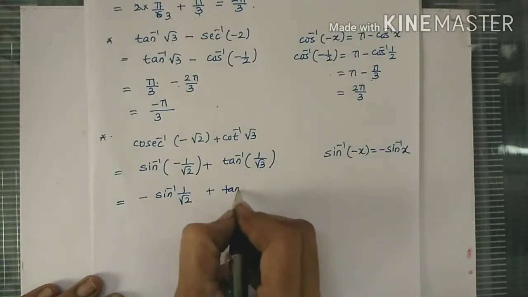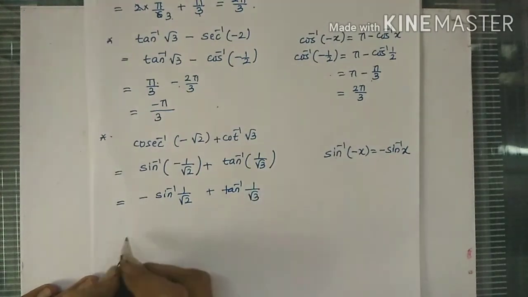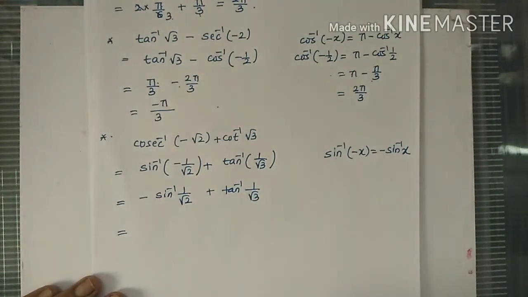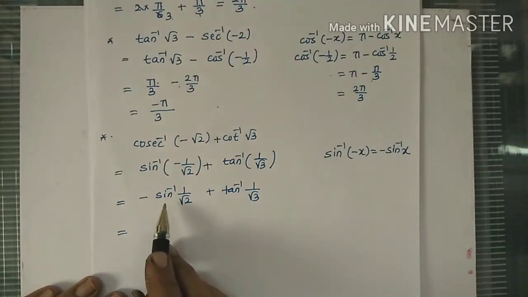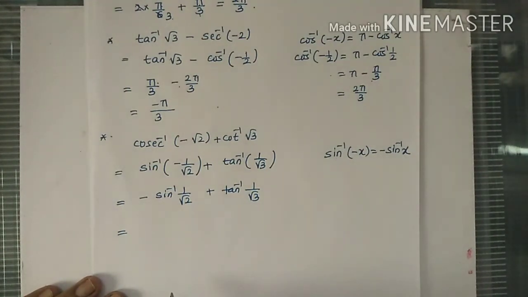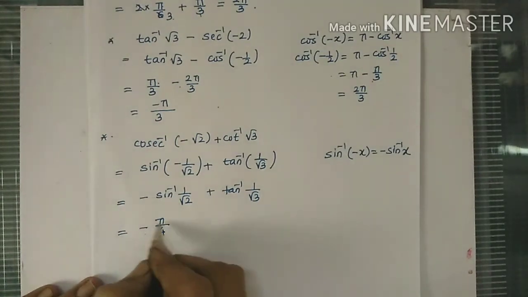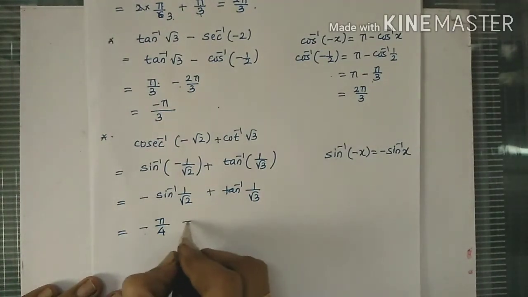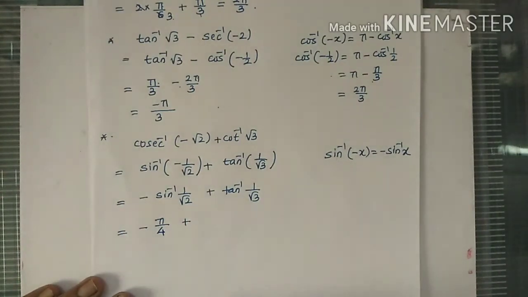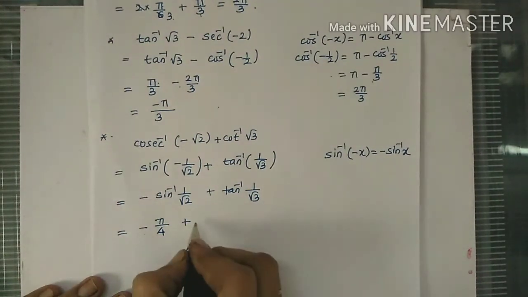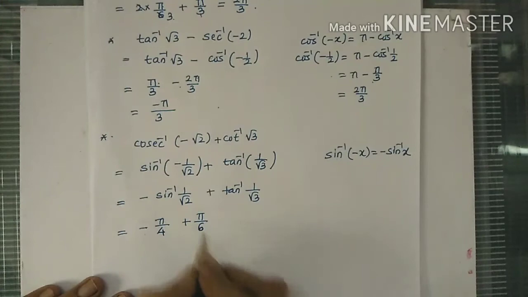Okay, let's write this term as it is. Now, sine inverse of 1 by root 2. So we have to think of the angle for which sine ratio is 1 by root 2. We know sine of 45 degrees is 1 by root 2. 45 degrees means pi by 4, but we have minus sign, so that's why it is minus pi by 4, plus tan inverse of 1 by root 3. So think of the angle for which tan is 1 by root 3. So what is that angle? Is it 30 or 60? Yes, it is 30 degrees. 30 degrees means pi by 6 radians.